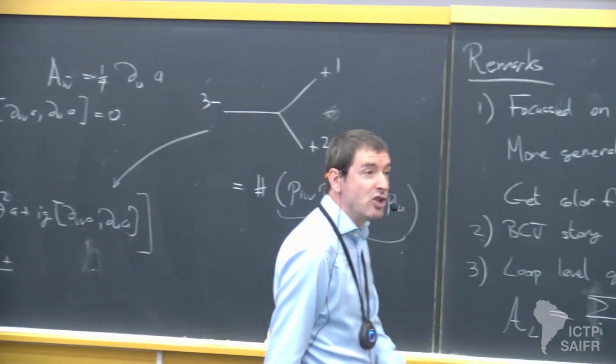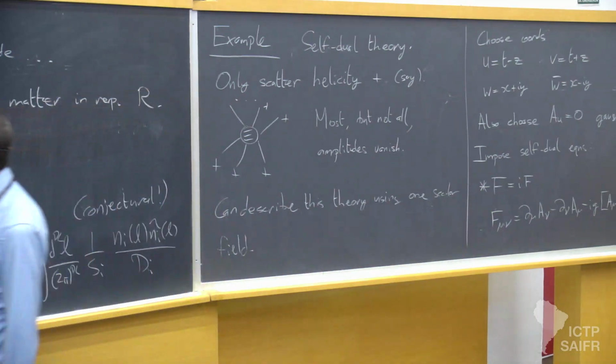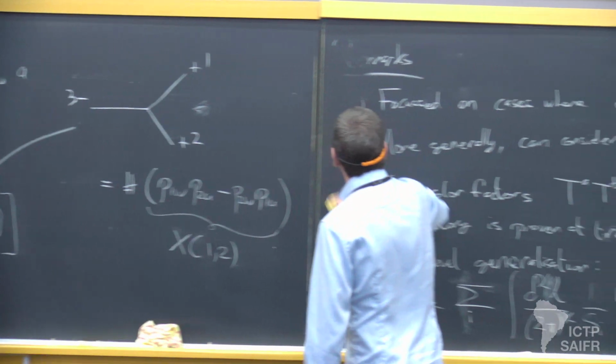Okay, well, one question you might have asked is, what gives? We know that the amplitude for 3 particles in Yang-Mills theory is not this weird X12. You know, it's the Parke-Taylor.